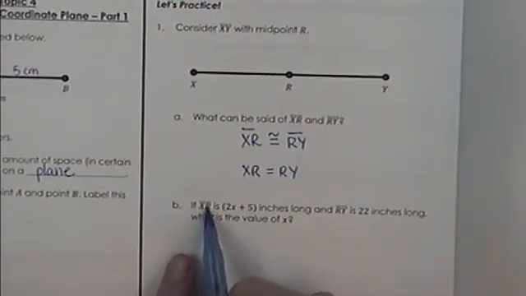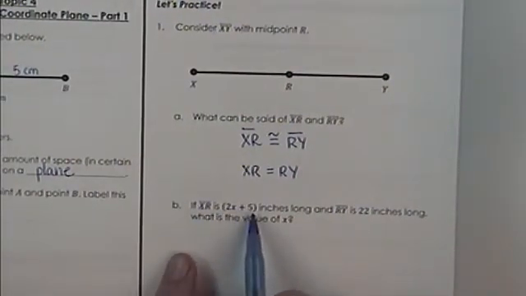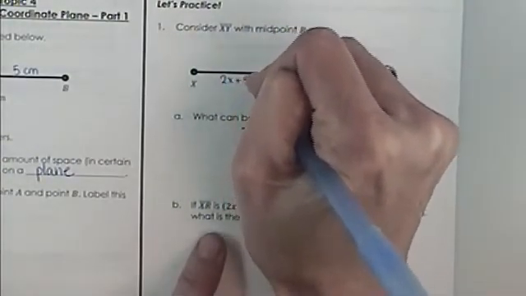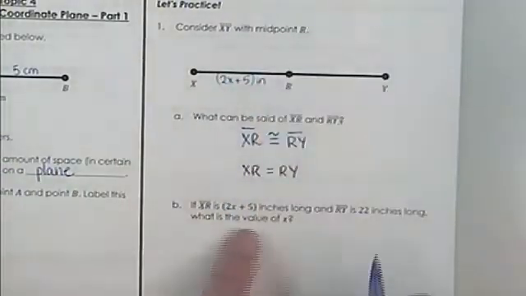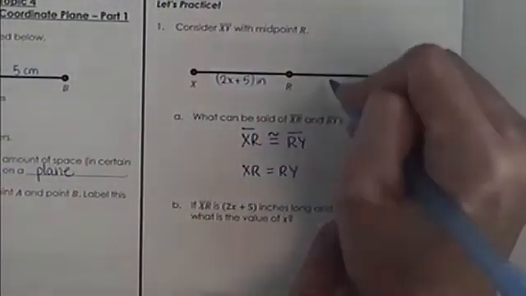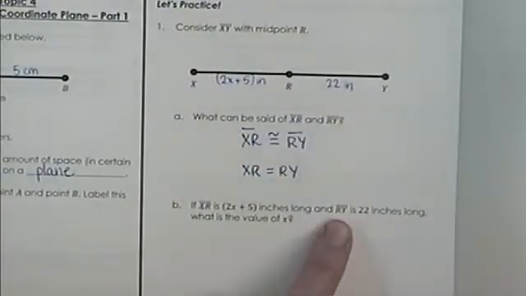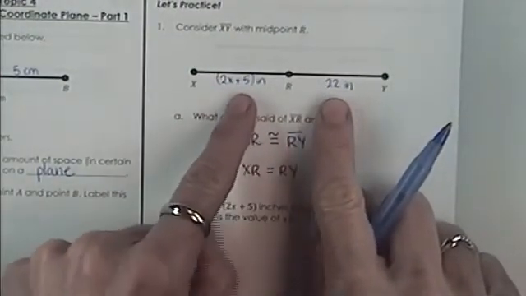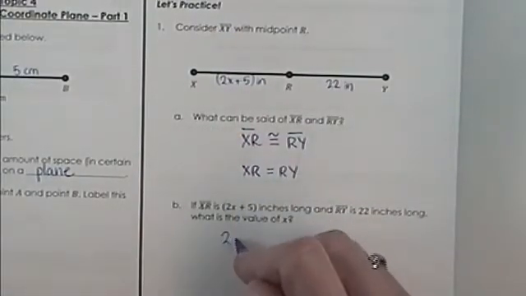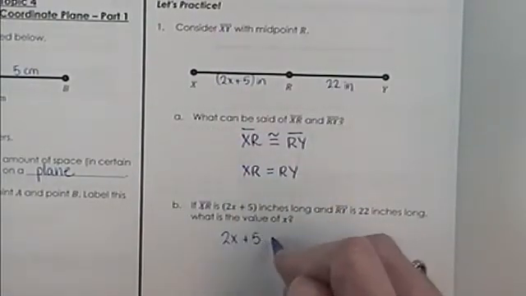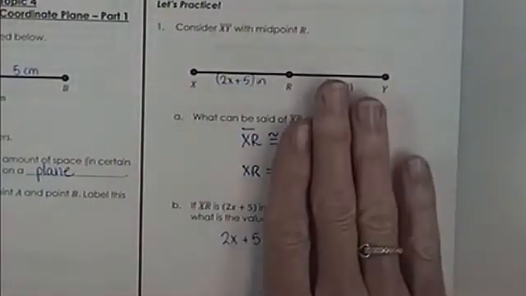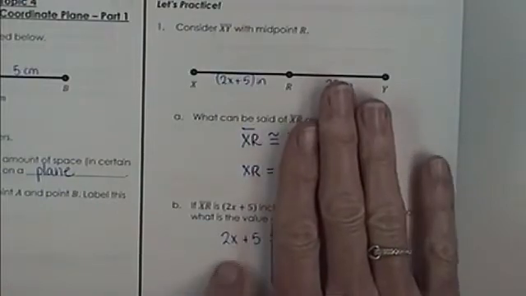If segment XR is 2x plus 5 inches long, okay, so let's mark that, 2x plus 5 inches long, and segment RY is 22 inches long, what is the value of x? Well, we know that this segment is the exact same length as that segment, so we're going to set those 2 things equal to each other and do a little bit of algebra. So 2x plus 5 must be equal to 22. All right, remember our algebra skills. Look only at the left side. Can you simplify this? Nope, because those are not like terms.